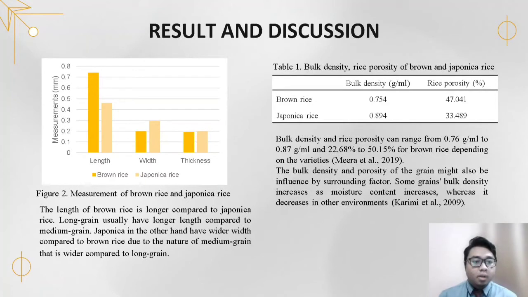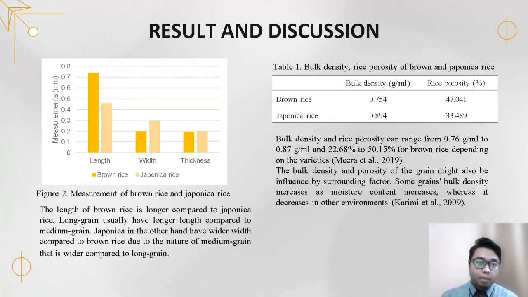Results and discussion. As we can see here in Figure 2, the measurements of brown rice and Japonica rice. Brown rice is a type of long grain and Japonica rice is a type of medium grain. From the figure, the length of brown rice is longer compared to Japonica rice because long grain usually has a longer length than medium grain. Japonica rice, on the other hand, has a wider width compared to brown rice due to the nature of medium grain, which is wider than long grain. Both brown rice and Japonica rice have equal thickness.